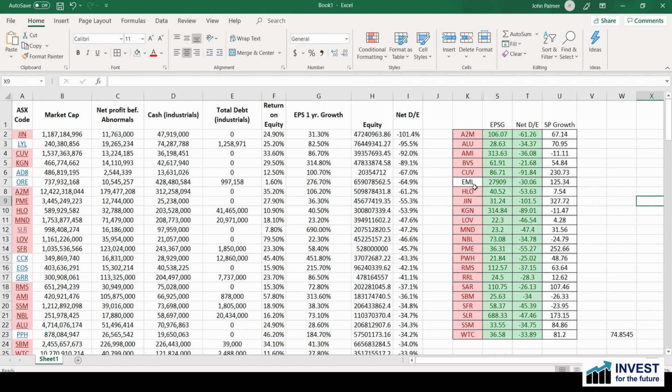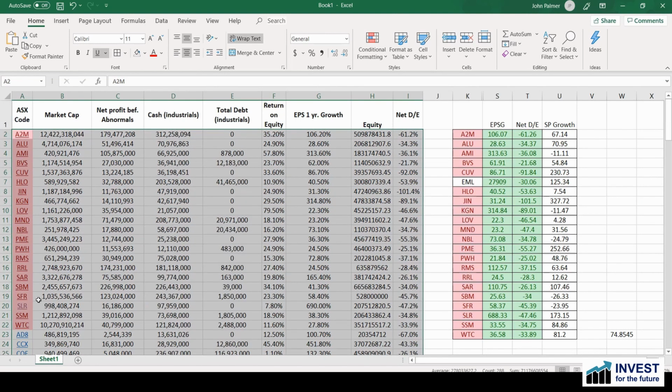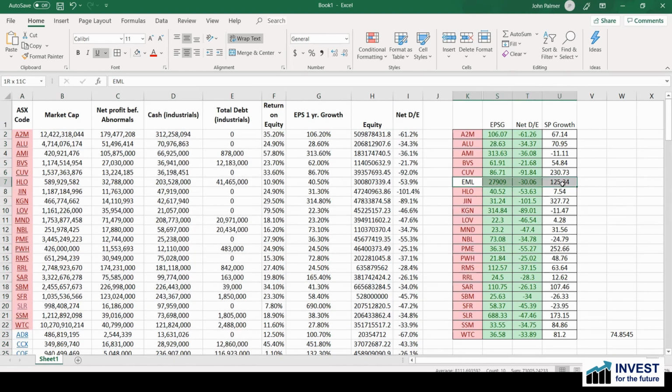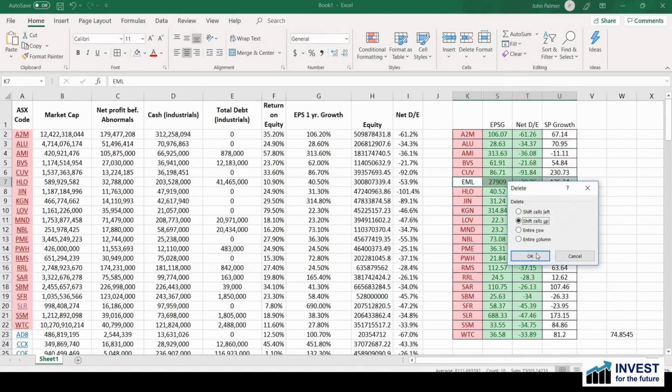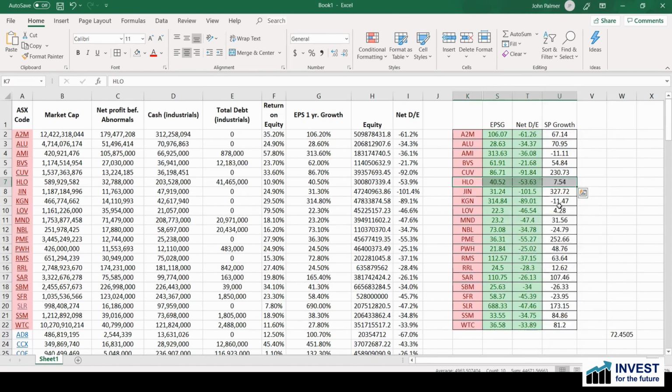So Stock Doctor found this company EML, which grew by 125% during the year, but WestPac did not. But WestPac did find the others. Let's just reorder these and put the coloured ones up at the top. There we go. Now, if I was to just eliminate that one temporarily, so I'm just going to delete that. So we've got them all matched up. Shift the cells up. Cool.